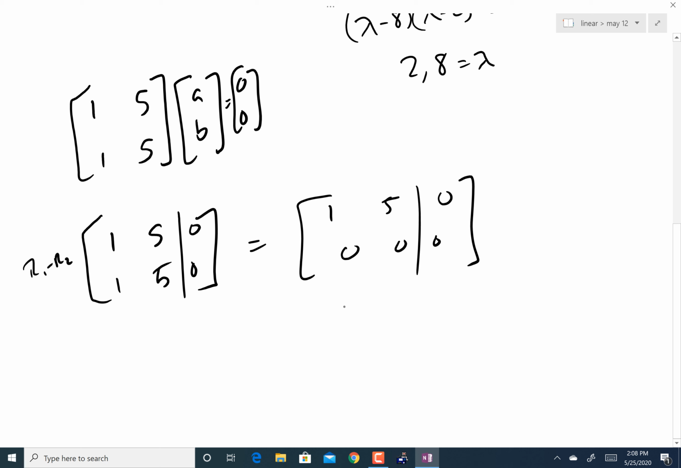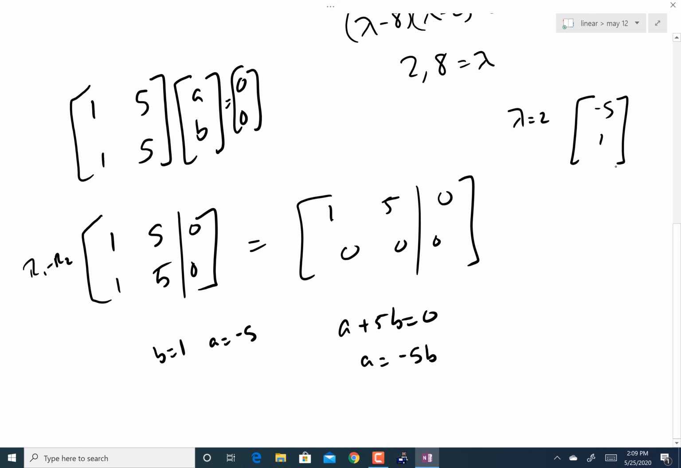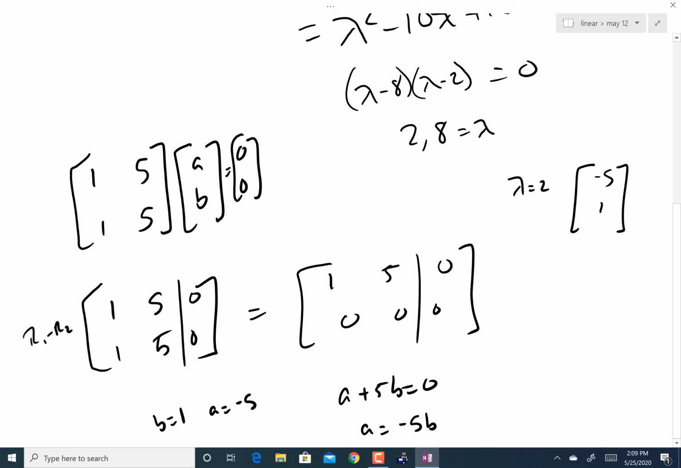So what does that mean? Well, basically what you're saying is this: A plus 5b is equal to 0. So then A is equal to negative 5b. So if you let b equal 1, A is negative 5. Okay? So when lambda equals 2, we get negative 5, 1 for an eigenvector.